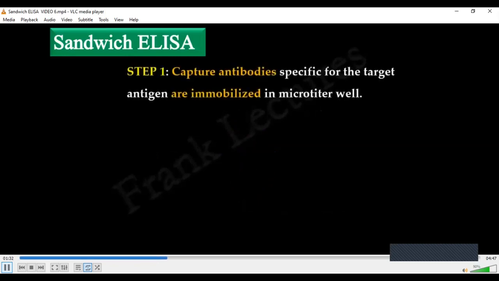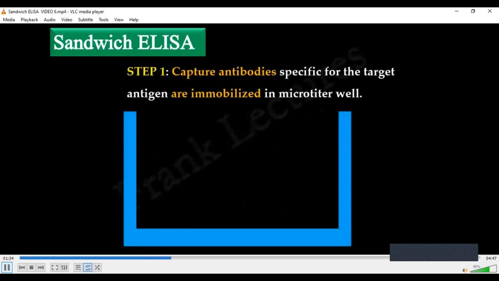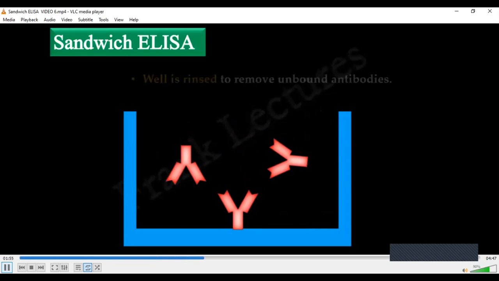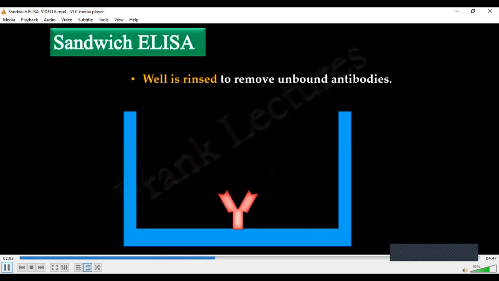In the first step of sandwich ELISA, capture antibody is immobilized in the microtiter well. Capture antibody is a high-affinity antibody, specific to the target antigen. Its function is to capture the target antigen from the test or serum sample. So, after the immobilization of capture antibodies, the microtiter well is rinsed. This is done to remove unbound antibodies present in the well.